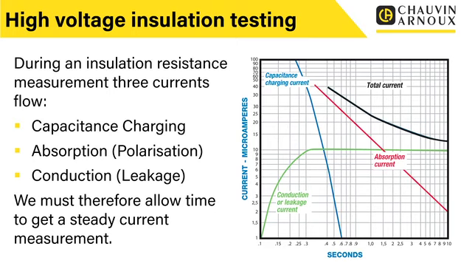So all of the molecules there are aligning themselves with that. That again takes a period of time. So you'll see there on the red line that over a period of time we're seeing this polarization effect, this absorption, as the material aligns itself to the test voltage.